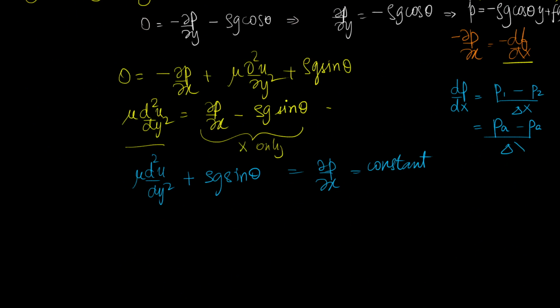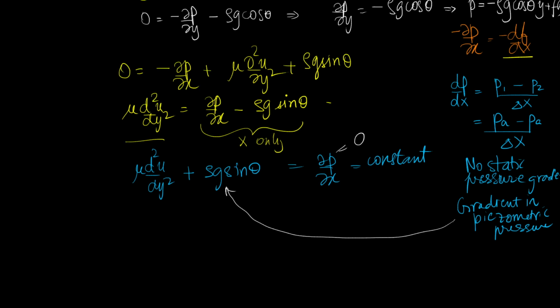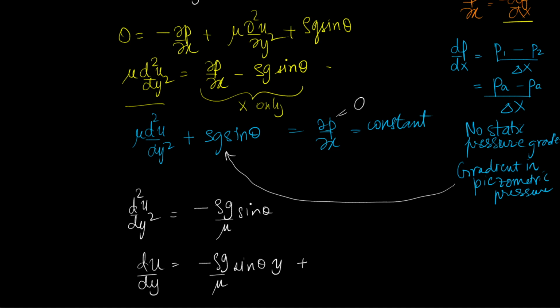So this is P atmosphere minus P atmosphere by delta x. So there is no static pressure gradient, but there is a gradient in the piezometric pressure. And that piezometric pressure is manifested through this term. So this term becomes 0. So proceeding with that, d2u dy2 is equal to minus rho g by mu sine theta. So du dy is equal to minus rho g upon mu sine theta y plus c1, and this implies u equal to minus rho g sine theta by 2 mu y square plus c1y plus c2.